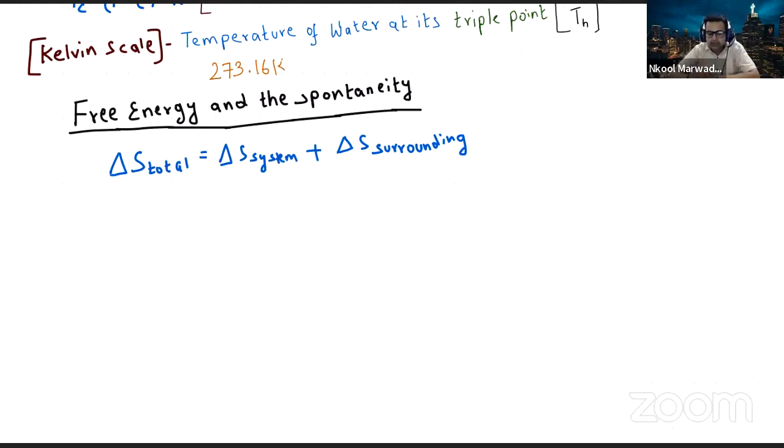And hence, we can devise a criterion of spontaneity in terms of a state function of the system. That is the free energy. That is what we will be doing now. We will be trying to establish a relationship between the Gibbs free energy and the entropy. And before doing that, some assumptions we have to consider. That is what we are discussing now. Some assumptions we have to consider. Let us look into that.